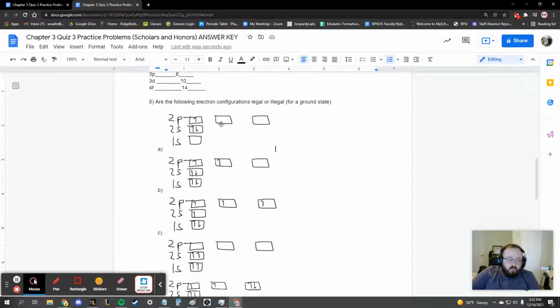Our first one right here. This has electrons in 2s, but does not have an electron in the 1s. The 1s is a lower energy. It is closer to the nucleus. It is easier to get into. So already, this violates our Aufbau principle. So this is an illegal state.